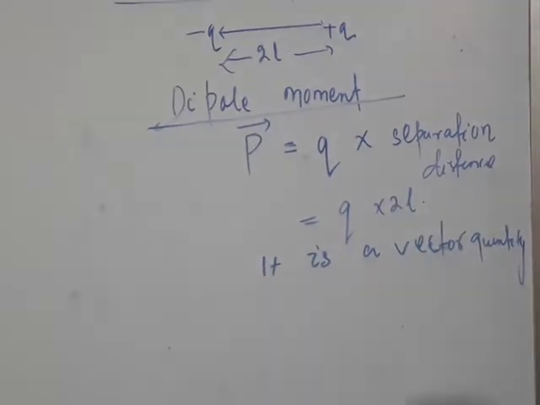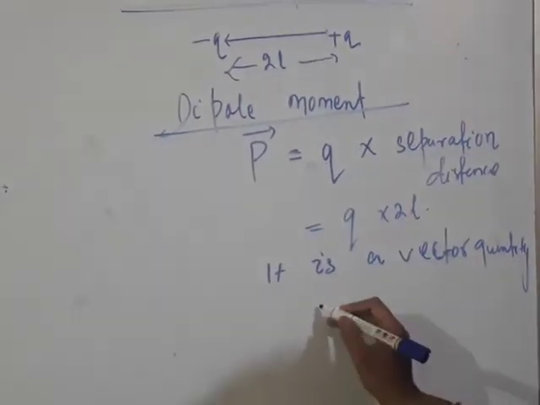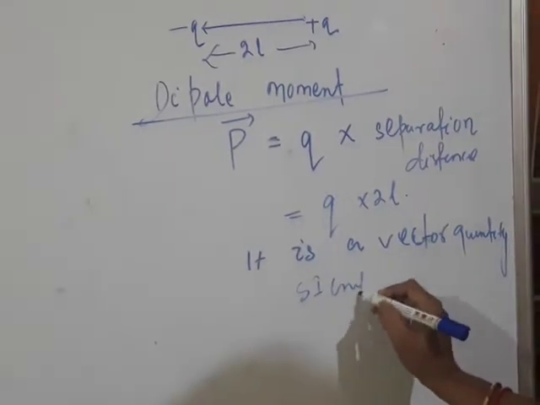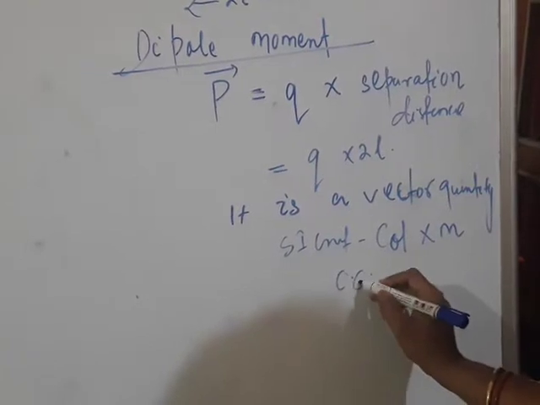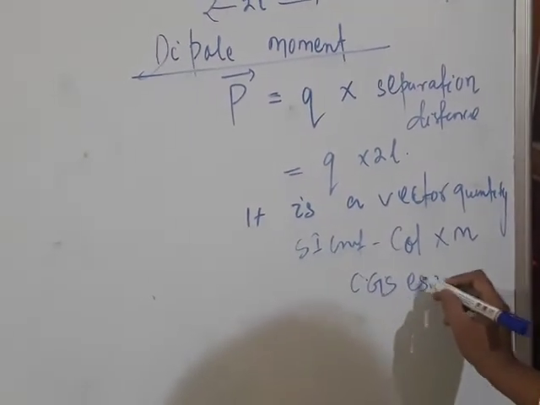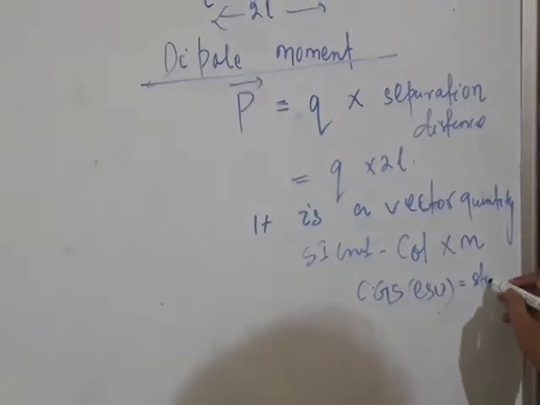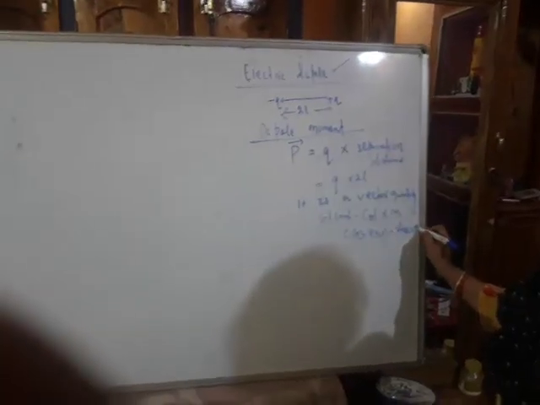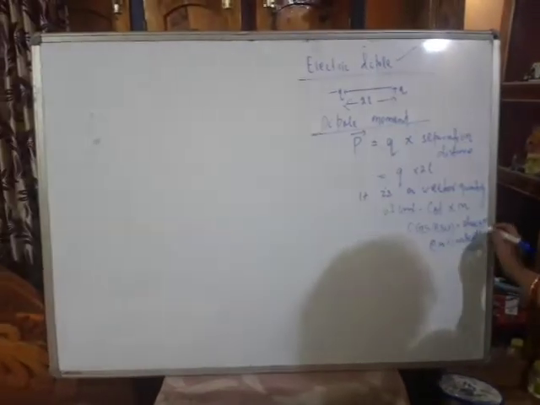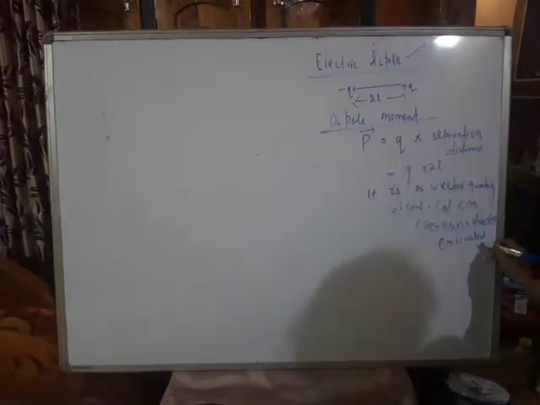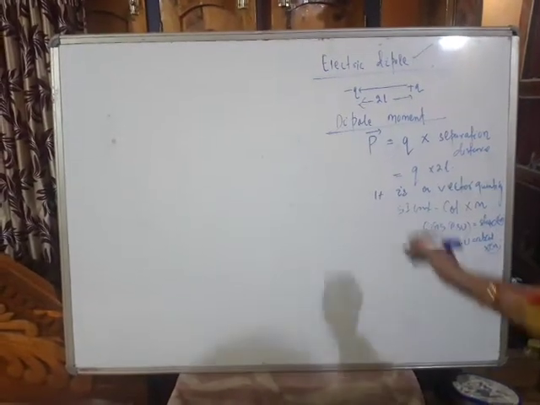We can establish its unit. The SI unit is coulomb into meter, and in CGS, ESU it is stat coulomb into centimeter, and EMU it is ab coulomb into centimeter. This is all about the dipole moment.